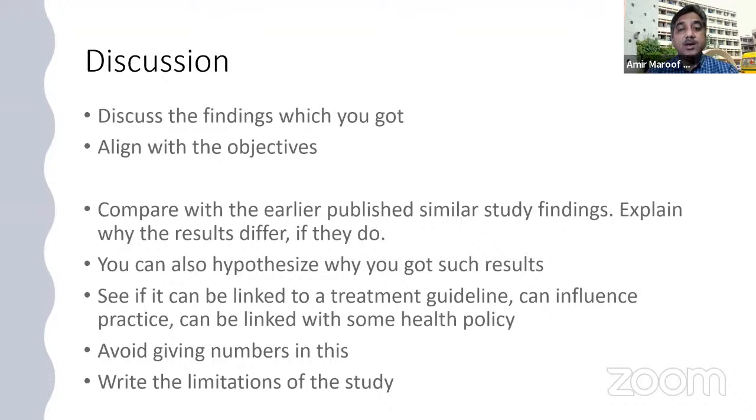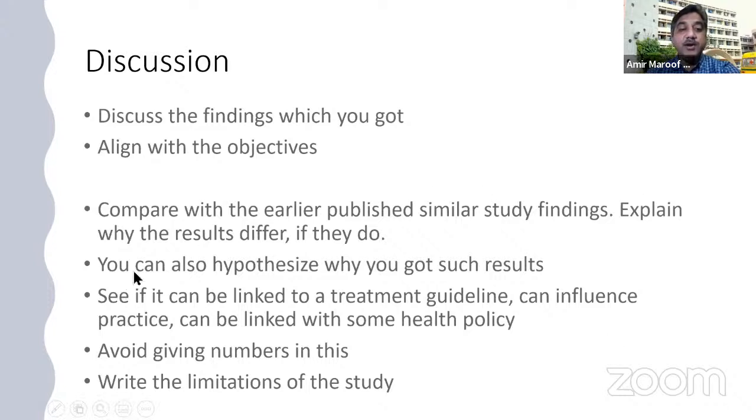Then it is good if you can link your results, findings to the treatment guidelines. That as what we see, it supports a particular policy, supports a particular guideline, or it goes against a particular guideline. So we need to think about that. If you can relate to your clinical practice, to the treatment guidelines, or to certain health policy, then it is better. In the discussion section, you can do that.